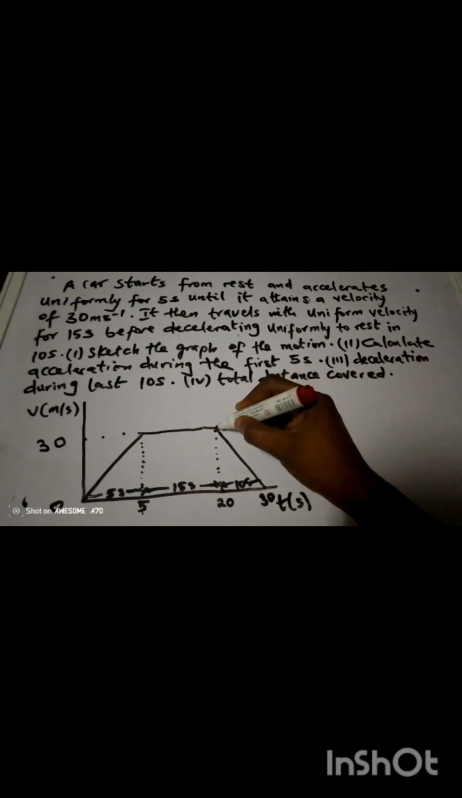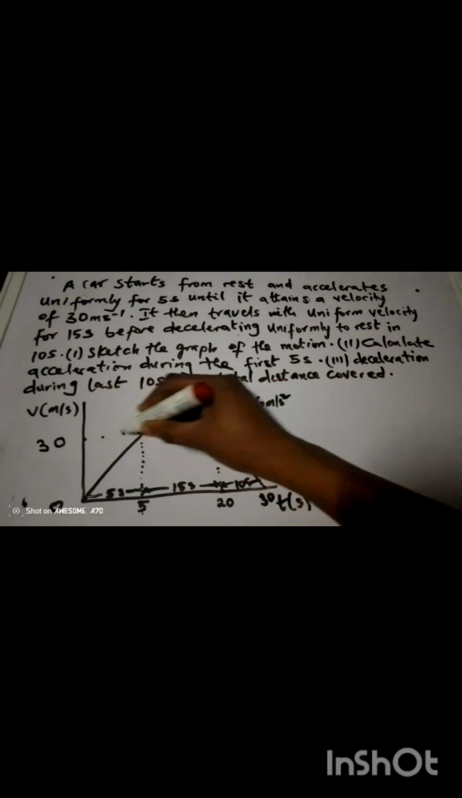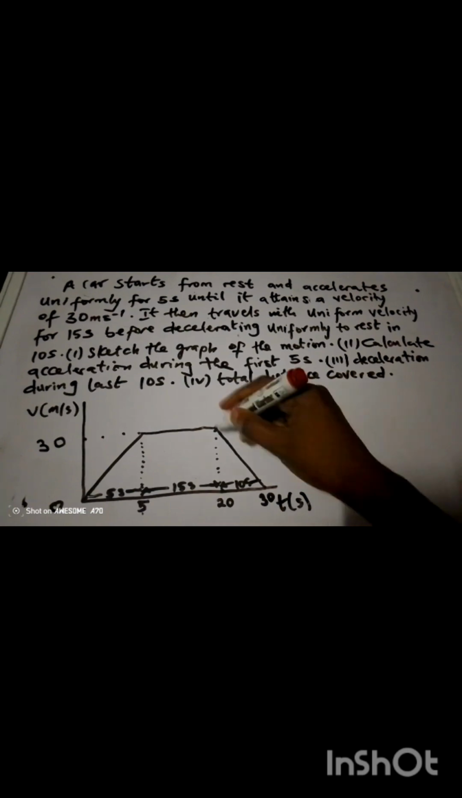Now let's look at the next thing. Now we want to look at deceleration during the last 10 seconds. Now deceleration is talking about the body coming from higher velocity and going to the lower velocity. So at this point, our initial velocity when the body is decelerating, starting from this point, if I trace on the velocity time graph, you discover that it's 30. So our u is 30, and the body decelerates until it gets to rest. Our final velocity is 0.